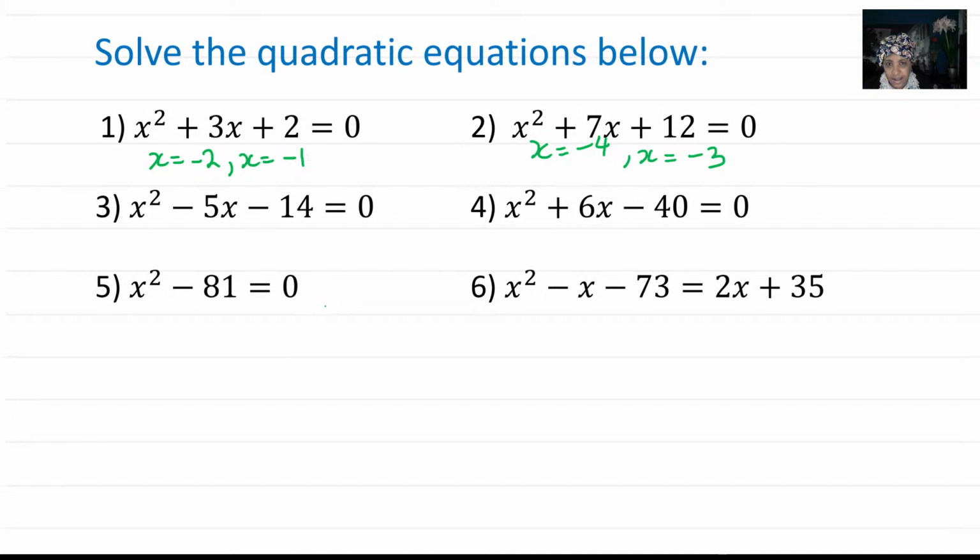Guys, if you get stuck, you need to let me know because I'm assuming you are good with this. So for number 3, we got the factorization there from Ali. x equals -2 and x equals 7.